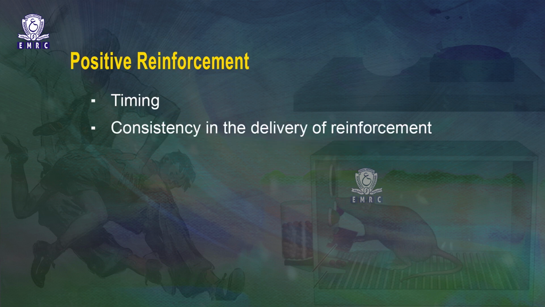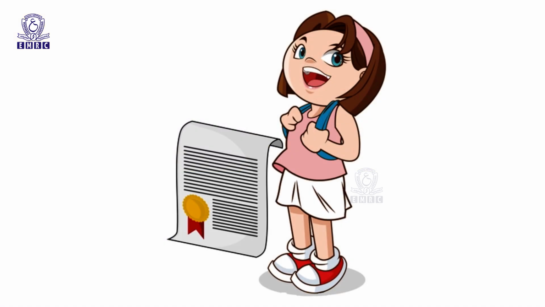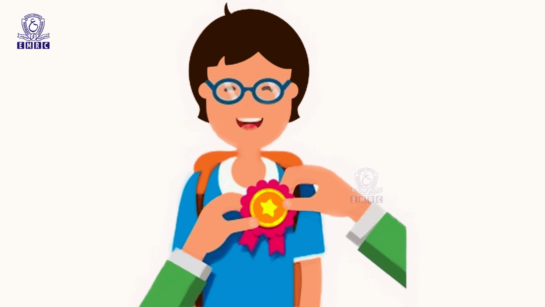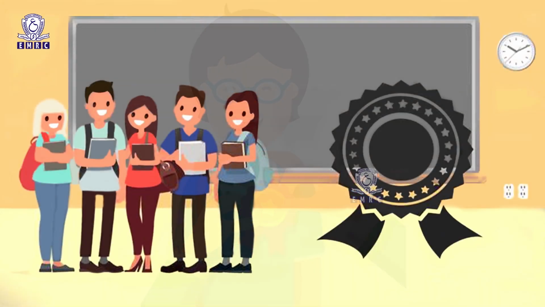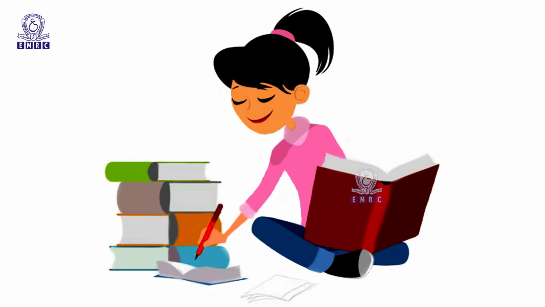2. Consistency in the delivery of reinforcement. For learning to take place, the individual providing positive reinforcement must consistently give it after every response in the initial stages. However, after some learning has taken place, it is not always necessary or even desirable to reinforce every response.